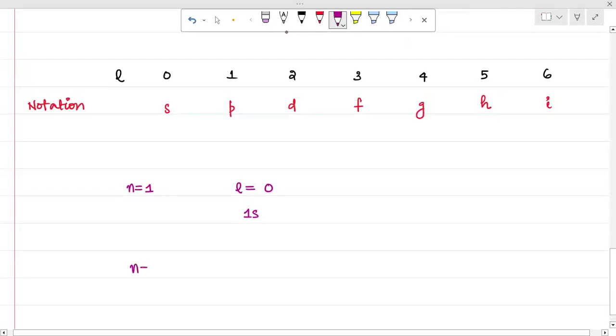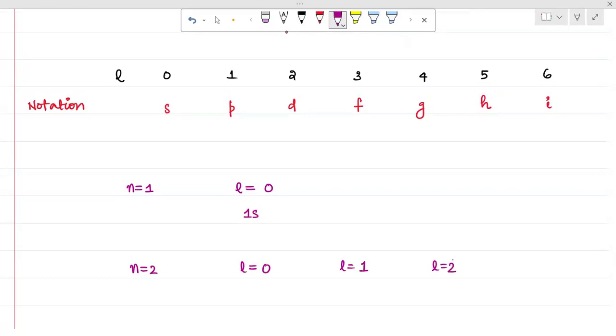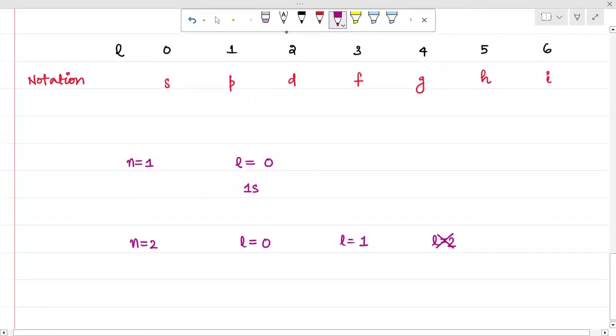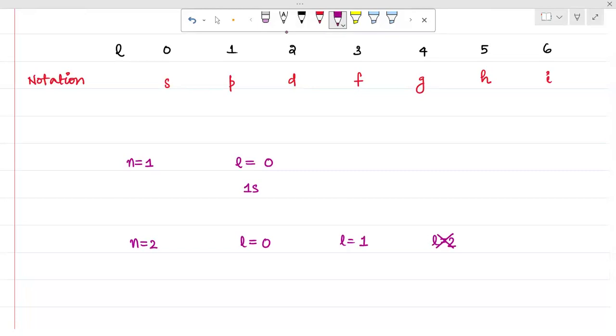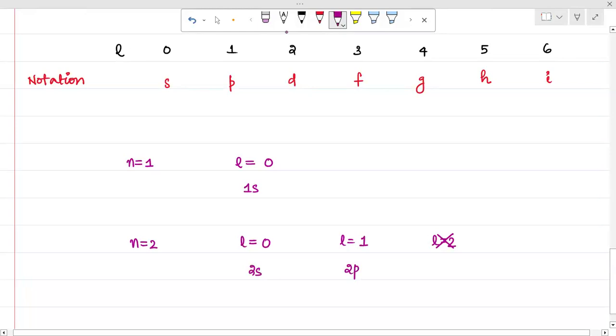Now let's say you have n is equal to 2. Your value of l can be 0, your value of l can also be 1, but it cannot be 2, correct? Because your values should be 0 to n minus 1. So corresponding to l equal to 0, with 2 as the shell, your address of the electron will be 2s, and for l equal to 1 it is 2p. Got it now?